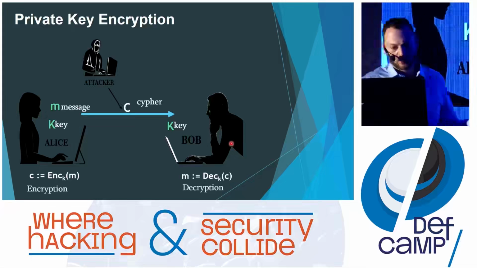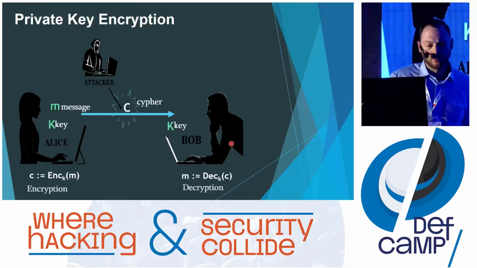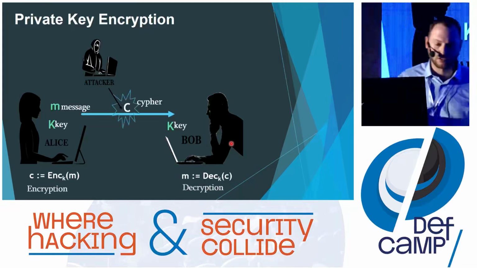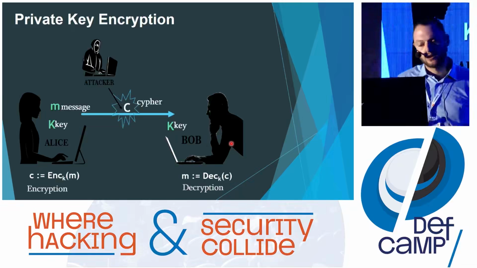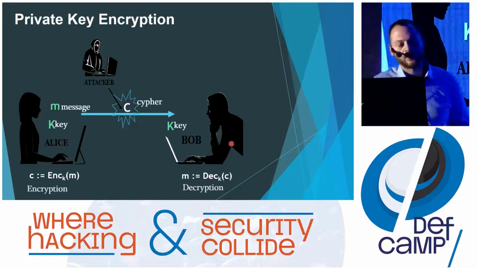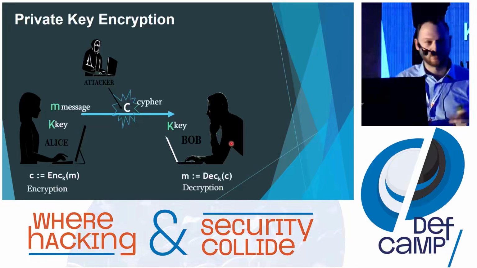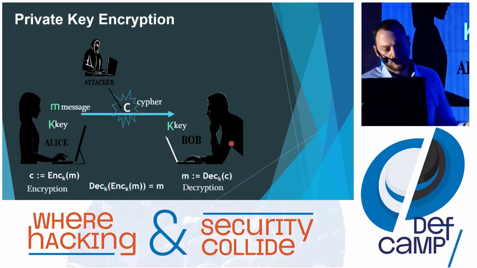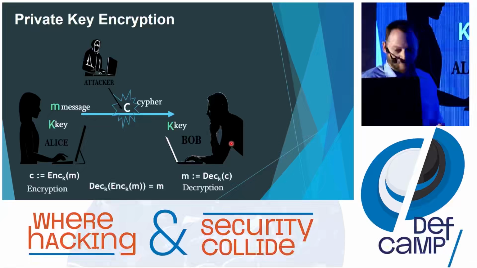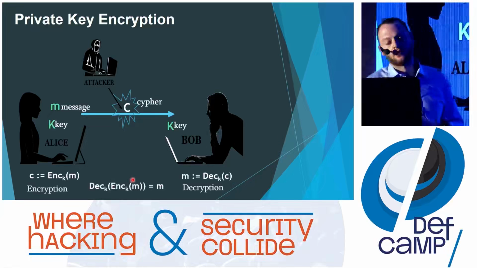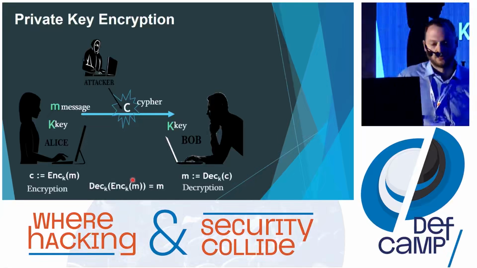Here we have Mr. Hacker that is looking at the cipher and trying to get the information. We say that the scheme is perfect secret if the hacker, when looking at the cipher, doesn't get any additional information about the message. The only thing that must be true is that after decrypting the encrypted message, of course, we must get our message back.